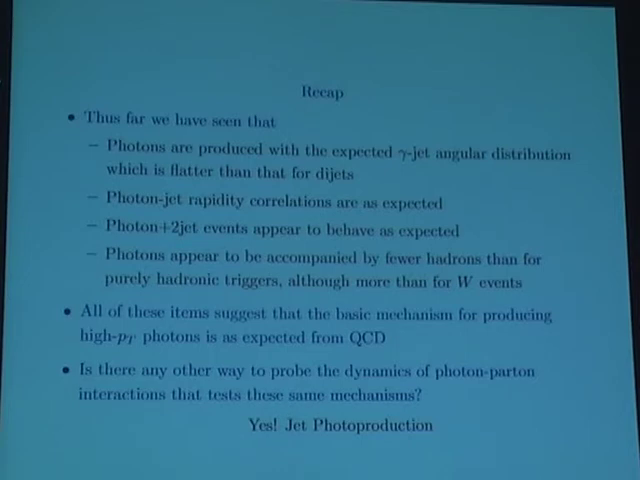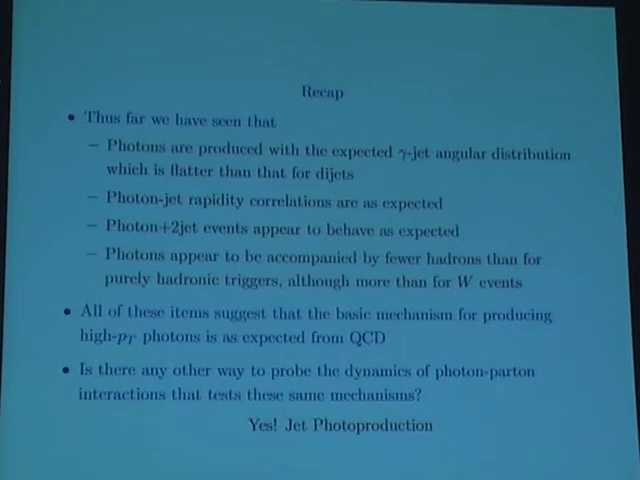Okay, so what I've shown you is that photons are produced with the expected angular distribution, which is flatter than for dijets. The photon-jet rapidity correlations are what you'd expect. Photon plus two jet events appear to behave pretty much as you expect. Photons are accompanied by fewer hadrons than purely hadronic triggers, but more than for the W events. And so basically, it looks like things are working pretty well. But we can go further.